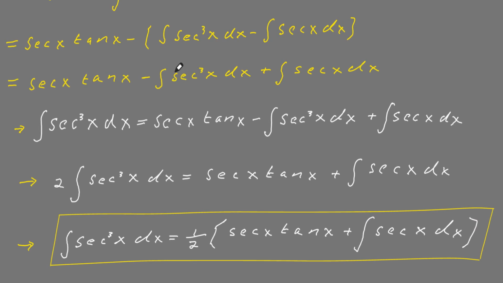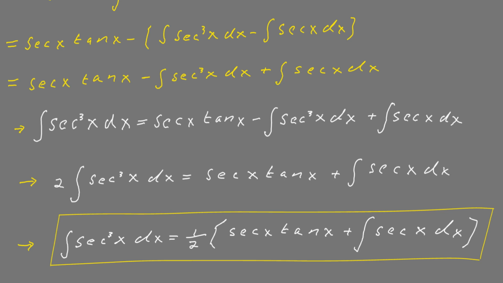So the original integral has reappeared on the other side of the equation, but with a minus sign in front of it. And altogether you have the original integral, and that's equal to these three terms over here. So now what you can do is you can just take this term, bring it to the other side of the equation, and combine it with the original integral. So you'll have twice the original integral is equal to these two remaining terms, the secant x tangent x plus the integral of secant x dx.